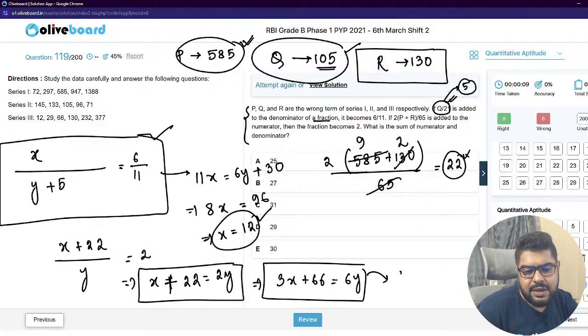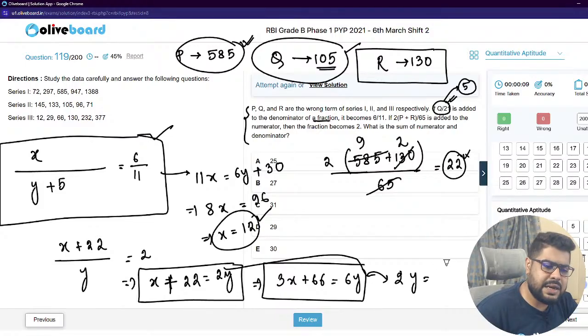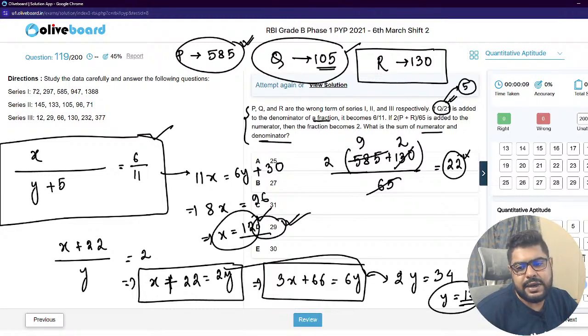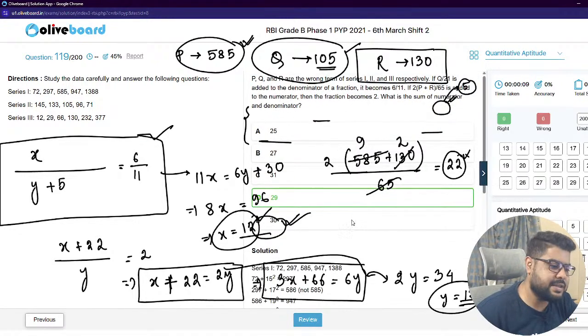Sir, what will y be? From here, 2y will be 12 plus 22, that is how much, sir? That is 34. So y is 17. They are asking the sum of x plus y. So x is 12 and this is 17, sir. This is 29. Option number D is the answer. Option D is most definitely your correct answer. Very simple stuff, but again, you need to do a few lines.